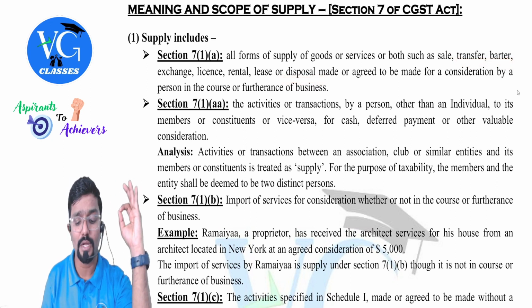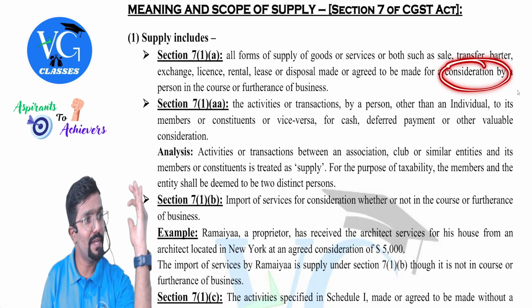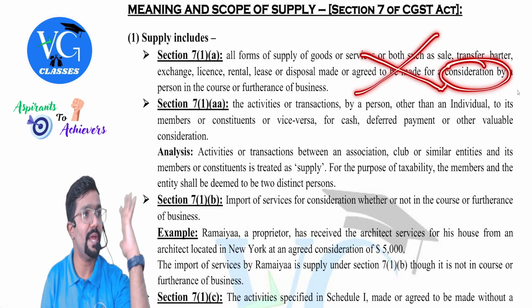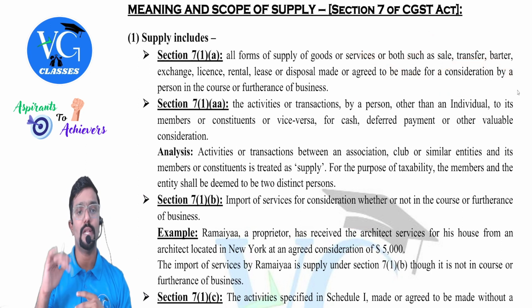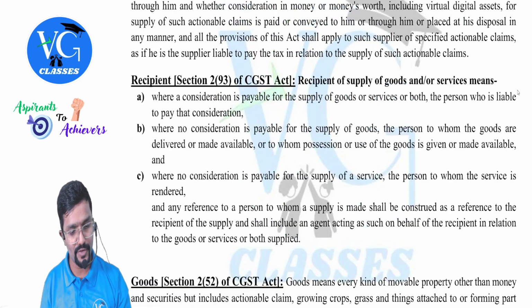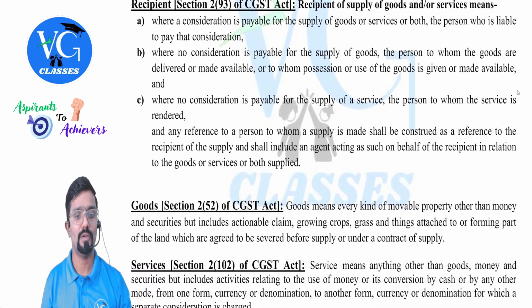All this happened for what? Consideration. If there is no consideration, then it is not a supply as per 7(1)(a), guys. Okay, sir. Now let me go back to definitions. I had told, as and when we encounter those terms, we will read the definitions, guys. Let us do it now.